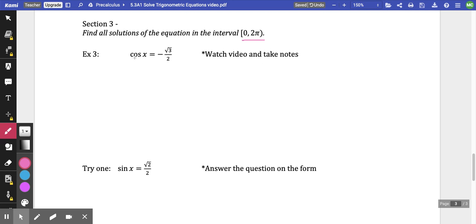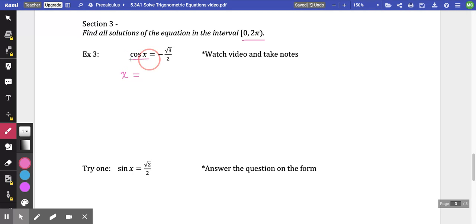So here we go. We've got cosine of x is equal to negative square root of 3 over 2. So to figure this out, the first thing I would have to do is get the trig expression by itself on one side of the equation. Now this one's already set up that way. It's already got the trig expression alone. So now I can start thinking about what angles would give me negative root 3 over 2.